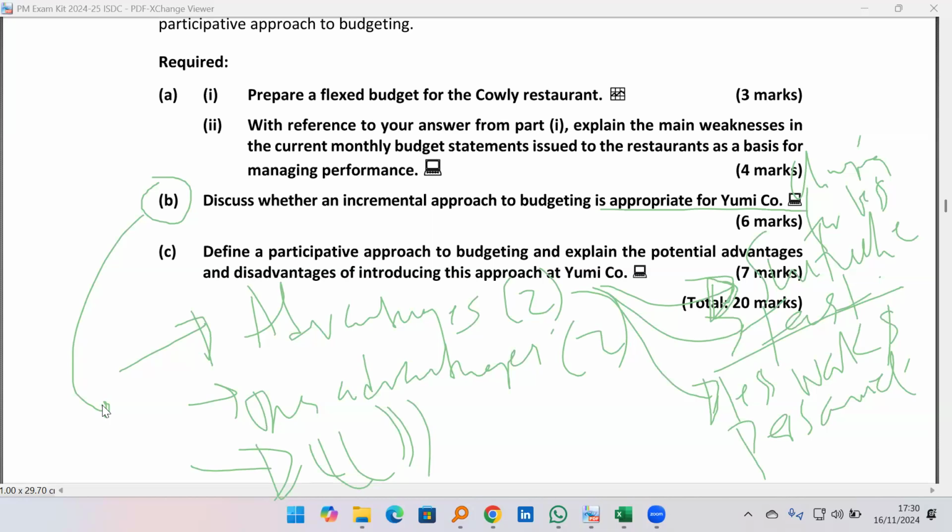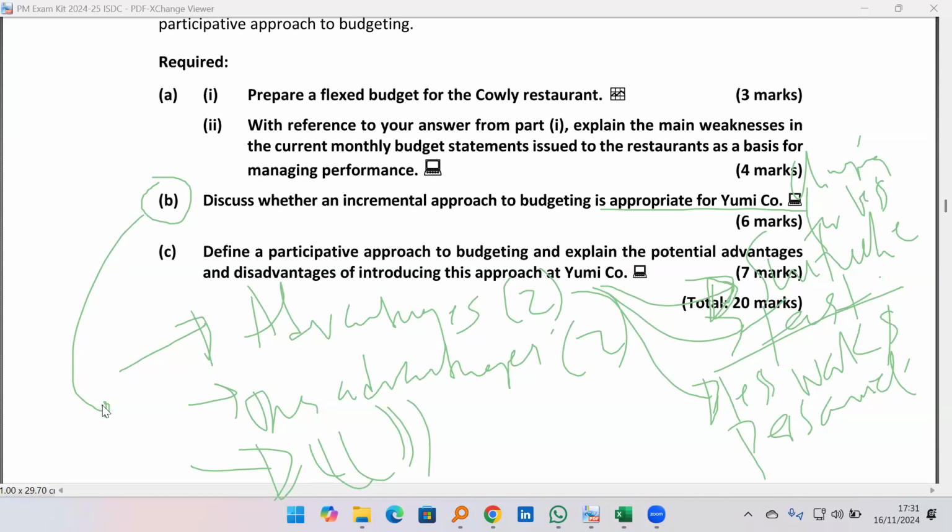Now, because we said that Yumi's hotels are found in locations that are rural without so much competition, those are relatively stable environments. You don't find the customer base changing so much. You don't find that happening a lot. So that means that that is a little bit stable. So we can start from last year's budget and we just say, okay, this year we may have a slight increment of this, then you increase it.